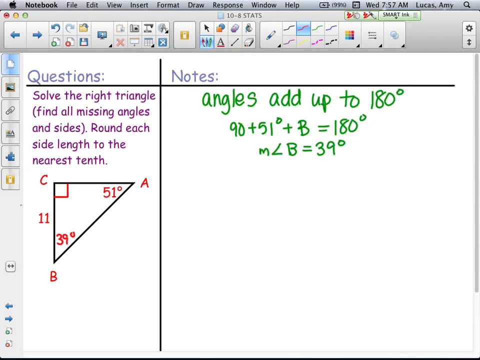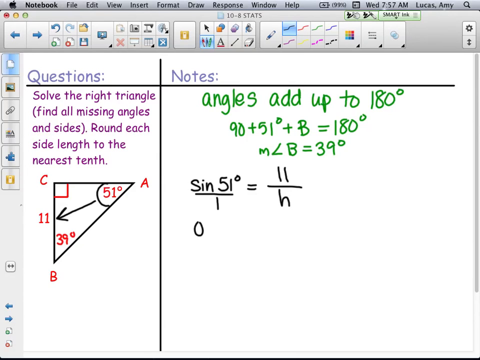Now, I only know one side length. So what I'm going to do is use a trig ratio here. So take a look at my 51-degree angle. I know that the sine of that angle A equals opposite over hypotenuse. So I can go with 11 over the hypotenuse, which is AB. And I can solve this proportion. I'm going to put a 1 under my sine, and then I am going to use my calculator like we just did and solve this.